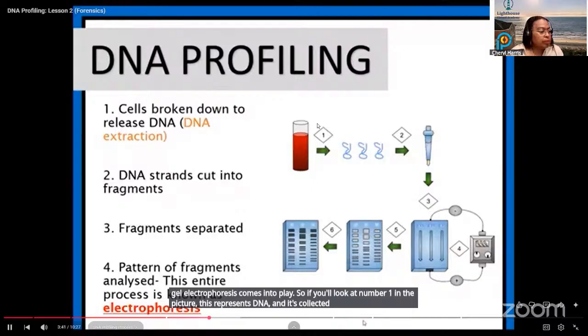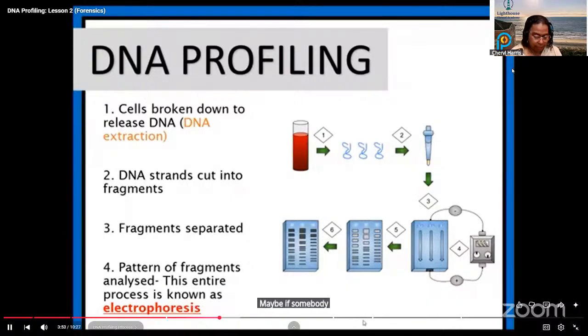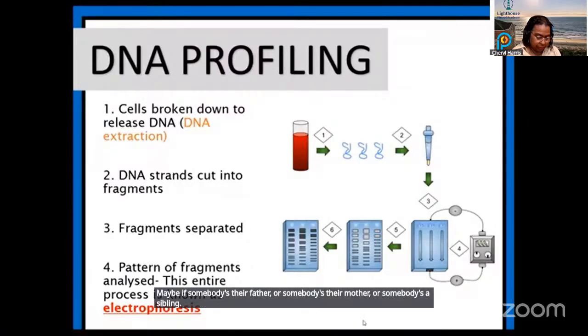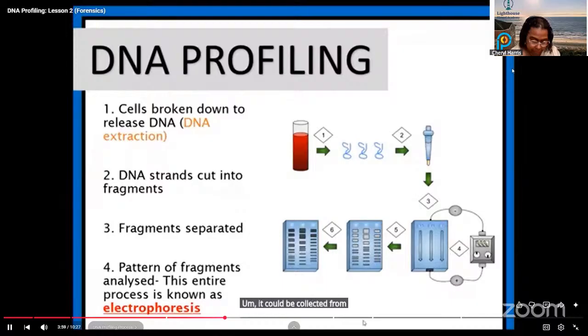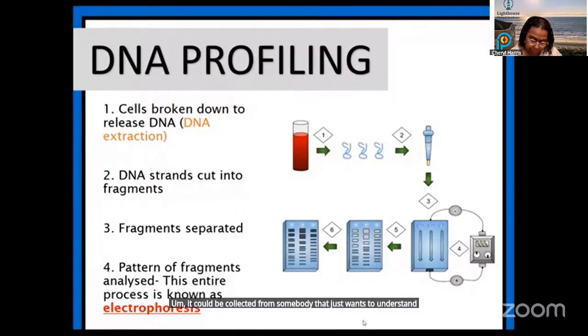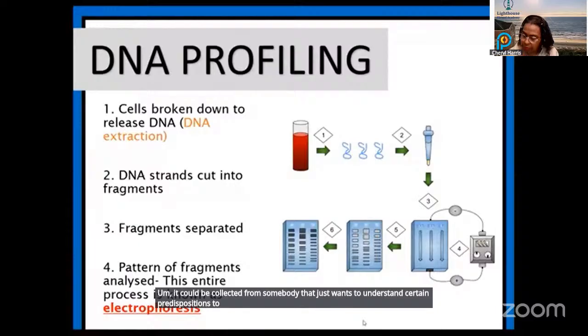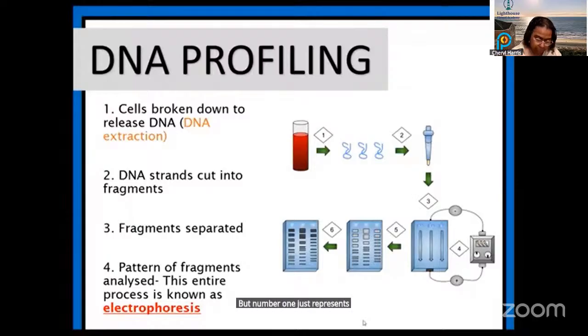It can be collected from a crime scene. It can be collected from a person who wants to understand parentage, maybe if somebody's their father or mother or a sibling. It could be collected from somebody that just wants to understand certain predispositions to different genetic diseases like cancers or Alzheimer's. So there's a lot of different applications to DNA profiling, but number 1 just represents the DNA itself.